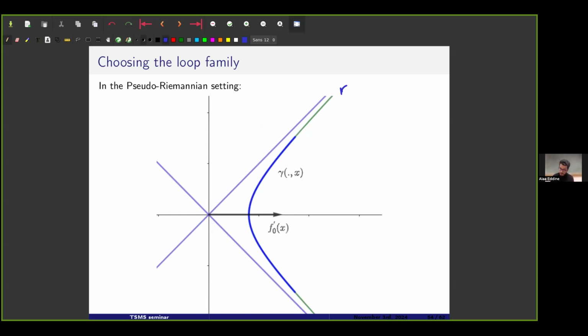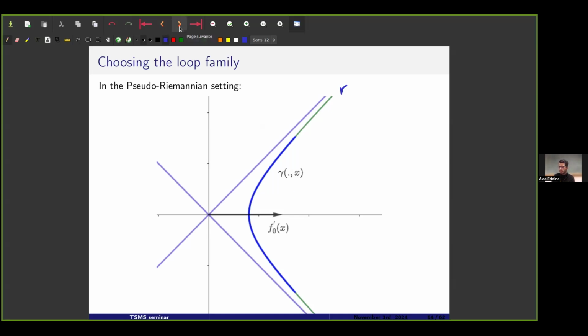So for f0 prime to be inside the convex hull of the ball of radius r, its norm needs to be bigger than r. And then you can find a curve such that its average is equal to f0 prime. So what does this have to do with our problem?